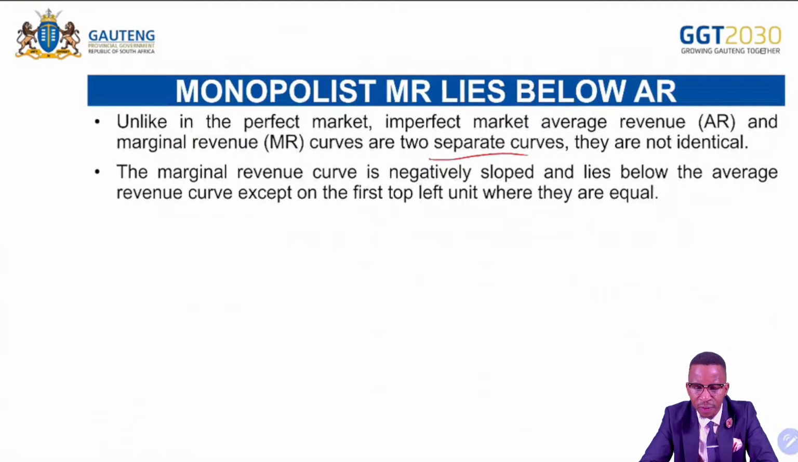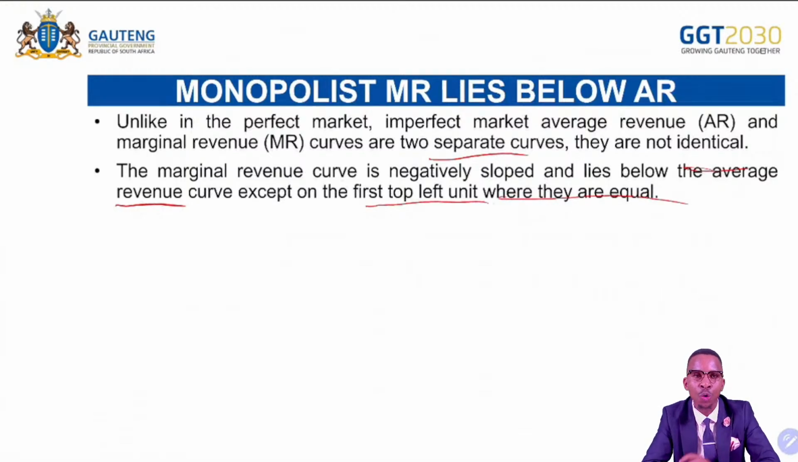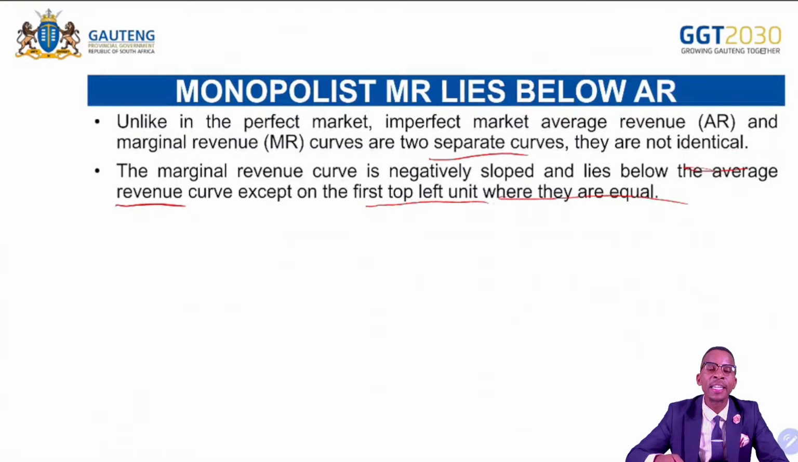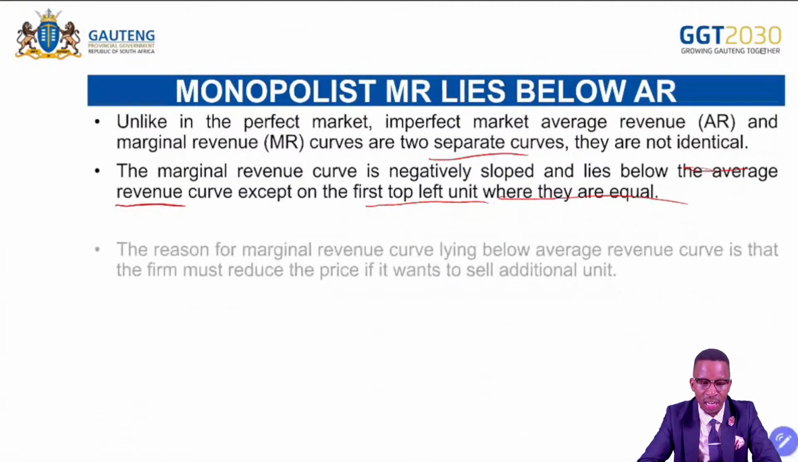The marginal revenue curve is negatively sloped and lies below the average revenue curve, except on the first top left unit where they are equal. Like I mentioned, they are equal at the top left where they start, and then they split downward. They will always be separated because MR can be zero, but AR can never be zero. So that alone makes them separate curves. As the firm produces and sells an extra unit, it must lower its price, which will be indicated along the demand curve. So that will result in the marginal revenue decreasing even faster.